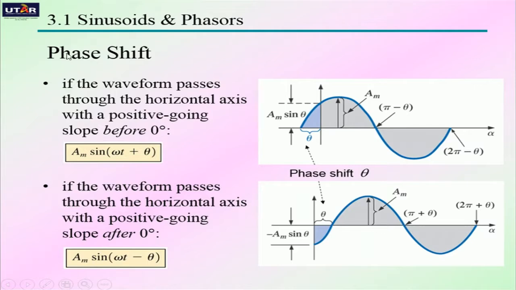Let's talk about phase shift. Phase shift is the phase difference between the waveform and the reference axis, shown here. If the waveform is at the left of the reference axis, it's actually leading, so we will put a plus sign. If the waveform is after the reference axis, we'll put a negative sign to show that it's actually lagging the reference axis.